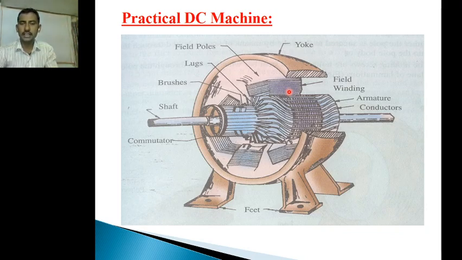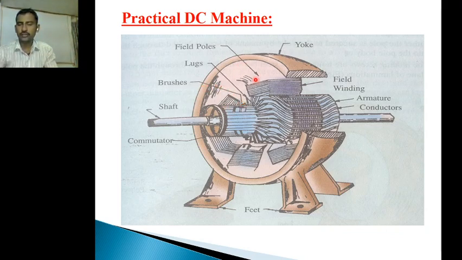This is the animation diagram, somewhat of a modern diagram for the DC machine. This diagram also represents all the parts of the DC machine. So what are all the parts? Here we have the shaft. On that shaft itself we have the commutator. And for collecting the electrical energy, we use the brushes. Here the brushes are present.